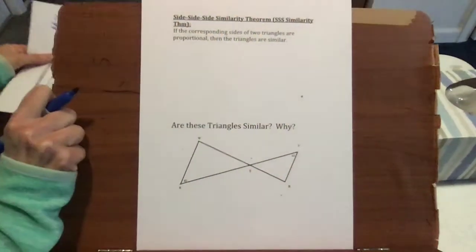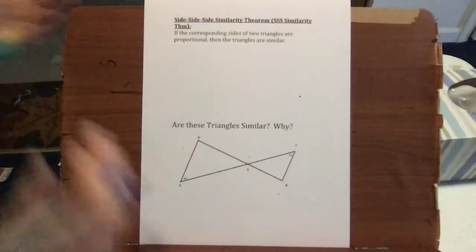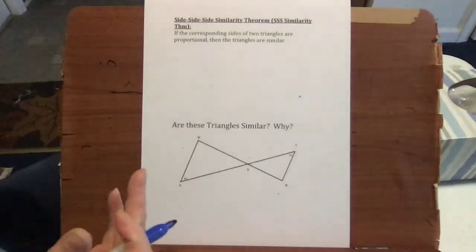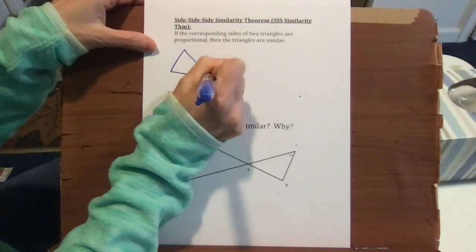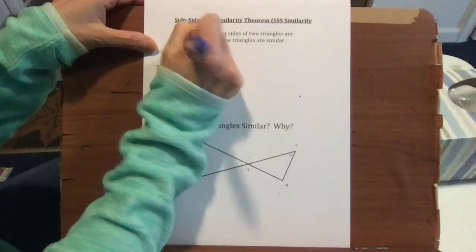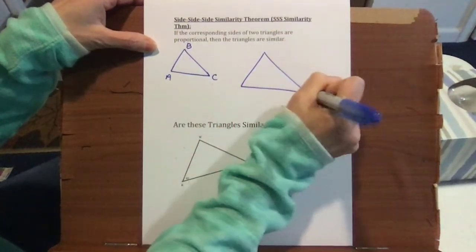All right, next we have side-side-side similarity. Side-side-side similarity, same kind of deal as side-side-side congruence. We'll use the similar triangles again, ABC, and a larger version of ABC.